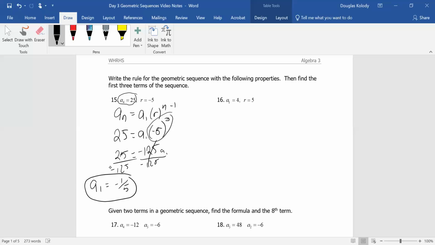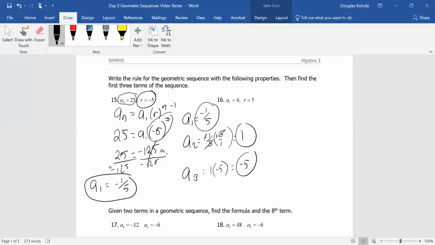It says then find the first 3 terms. Don't overthink this. The first term is negative 1/5. The second term is negative 1/5 times negative 5. I'm going to do negative 5 over 1. The 5 cancels here, negatives cancel here, and you're just left with 1. And then the third term, I guess, would be 1 times negative 5. And what's 1 times negative 5? Negative 5.